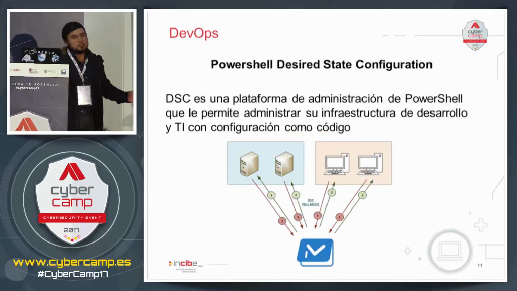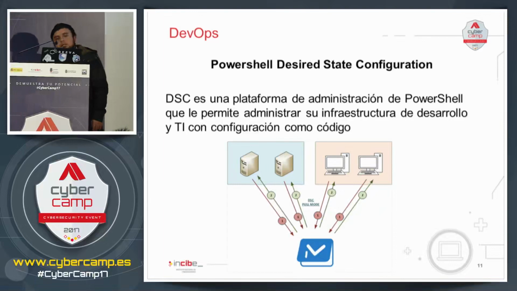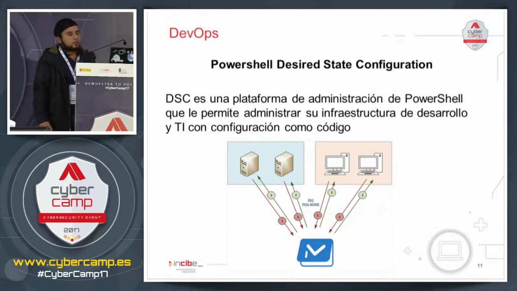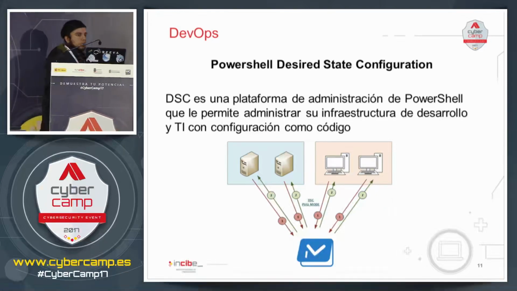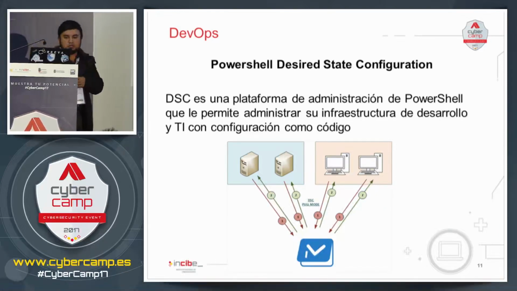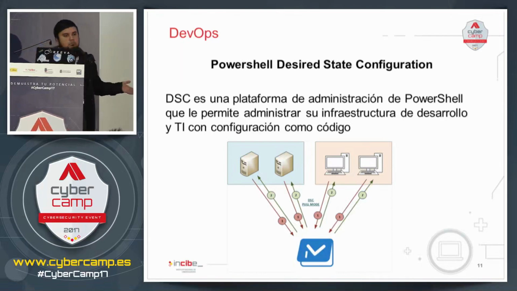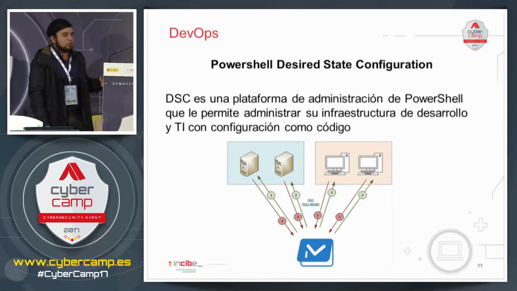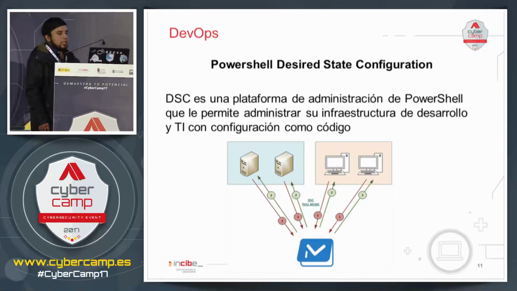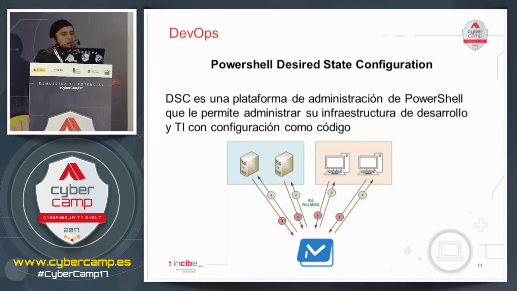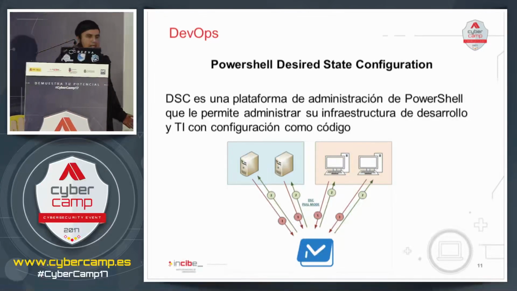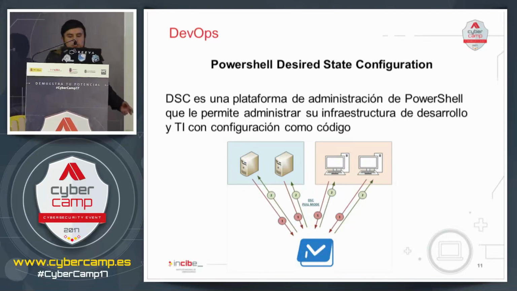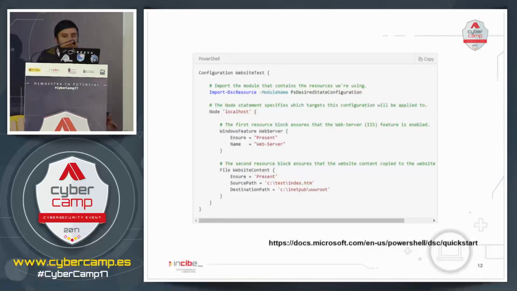We have PowerShell Desired State Configuration. The name is usually PowerShell DSC, but it allows us to have our infrastructure as code. I don't know if you know Ansible or Puppet. It allows us to provision infrastructure and applications in a declarative way for many projects that we might have in mind.